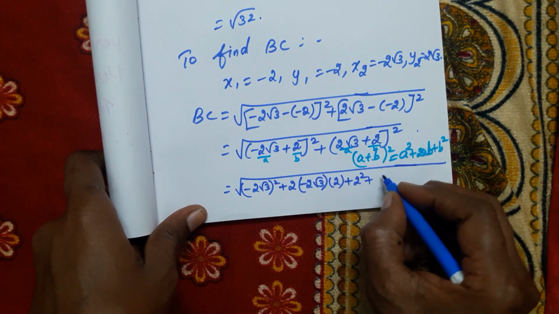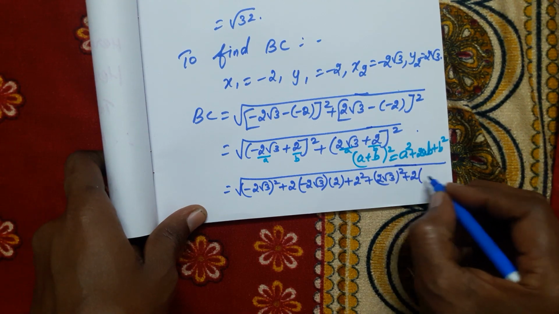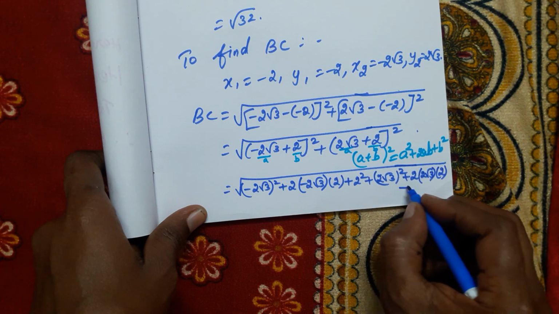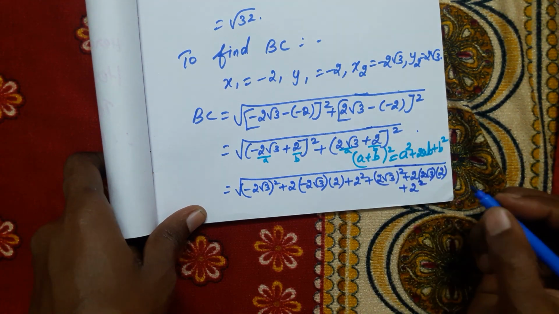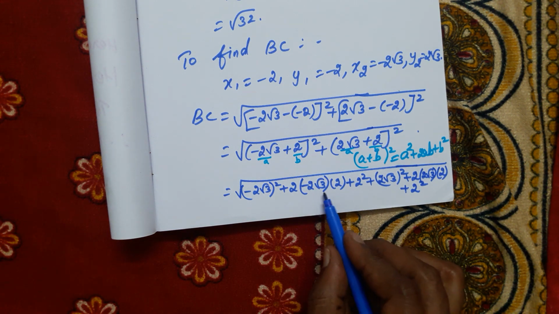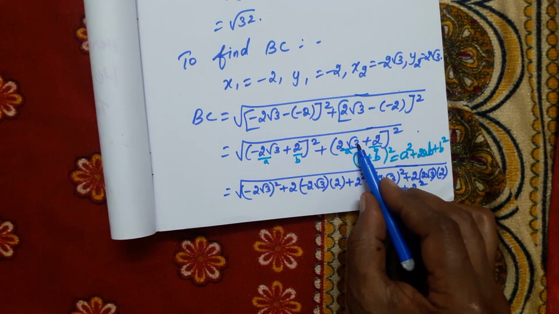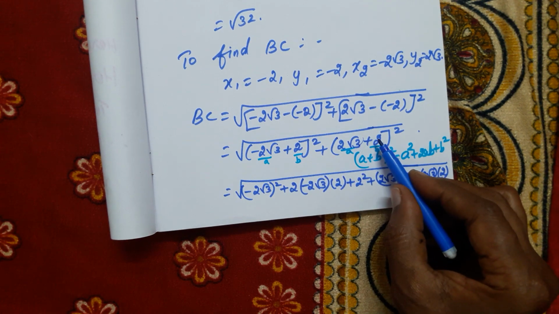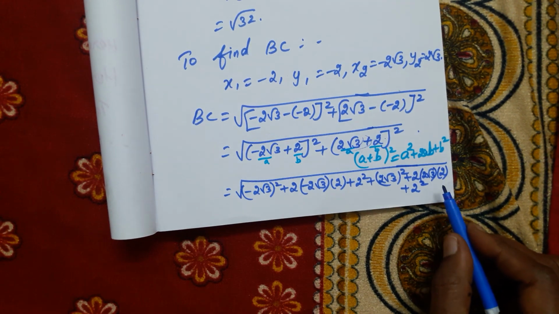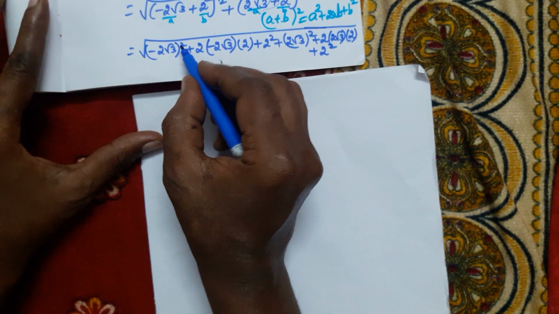Next here also, a square means 2 root 3 the whole square, plus 2ab means 2 into 2 root 3 into 2, plus b square means 2 square. Clear? Minus 2 root 3 the whole square plus 2 into minus 2 root 3 into 2 plus 2 square. Here also a plus b the whole square: 2 root 3 the whole square, a square plus 2ab means 2 into 2 root 3 into 2, plus 2 square. Please listen here.